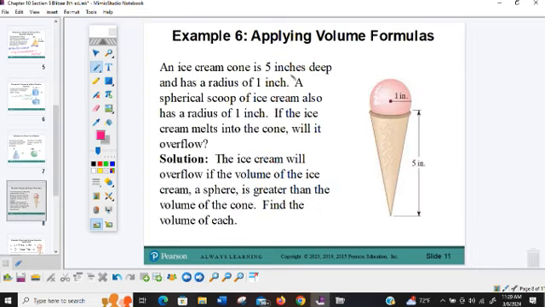Okay, this says an ice cream cone is 5 inches deep and has a radius of 1 inch. A spherical scoop of ice cream also has a radius of 1 inch. So they both have a radius of 1 here. If the ice cream melts into the cone, will it overflow? So on this one, we really need to know how much ice cream is there and will that cone hold it all, or is it going to overflow? So let's look at that on the next slide.